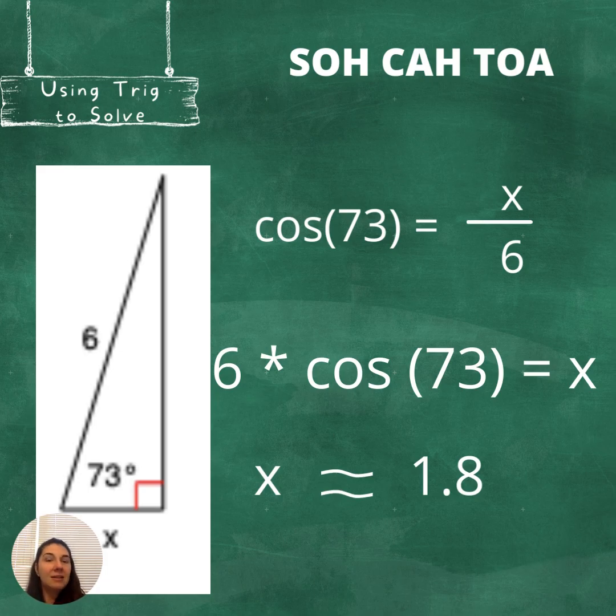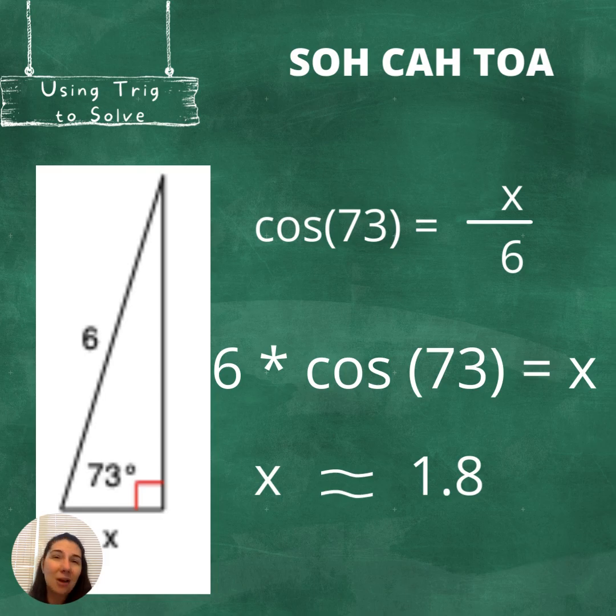Then from there, you want to isolate your x. Since the 6 is on the bottom in the fraction, what we can do is multiply both sides by 6. It'll cancel out the 6 that's with the x, and it'll move it over to where the cosine is. So 6 times cosine of 73 will equal x. If you're using a graphing calculator, you can put that directly in as you see it, 6, then press the cosine button, type in 73, and it would give you approximately 1.8.